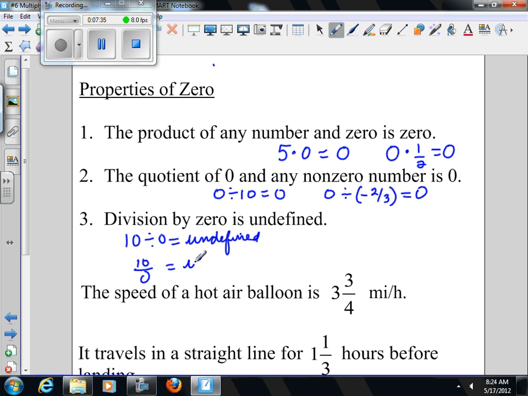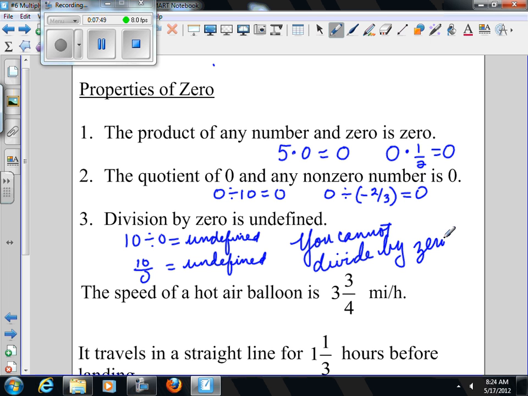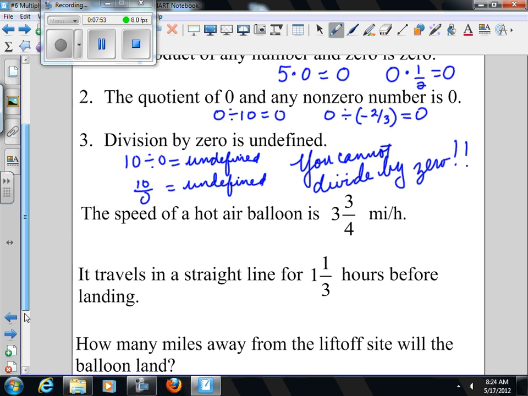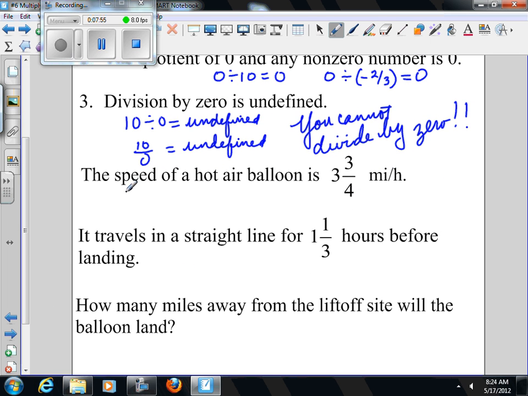And I can't emphasize that enough. But in fact, let's rewrite that. The same rule means you cannot divide by 0. So that's something that you've got to remember. All right. Now, let's move on.